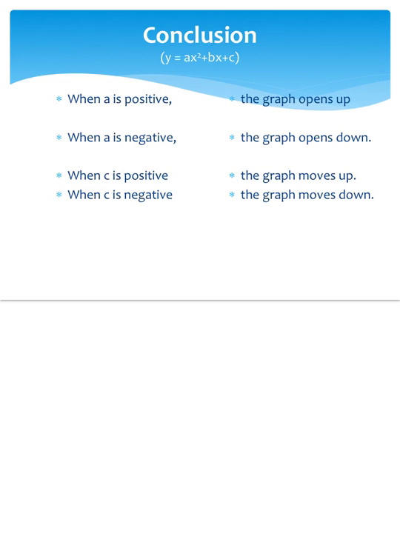Let's do a short summary. When A is positive, the graph is going to open up. When A is negative, the graph is going to open down. When C is positive, the graph is actually going to move up, and when C is negative, the graph is actually going to move down.